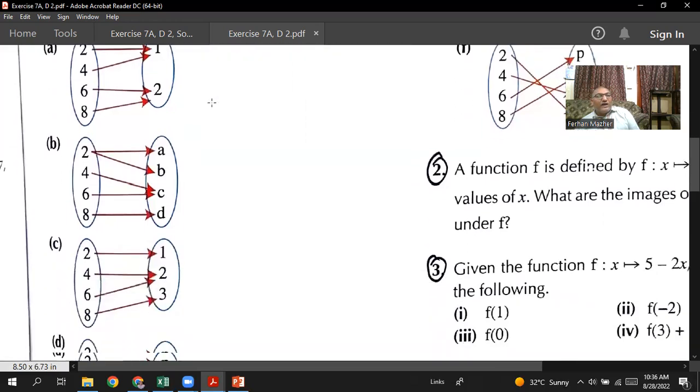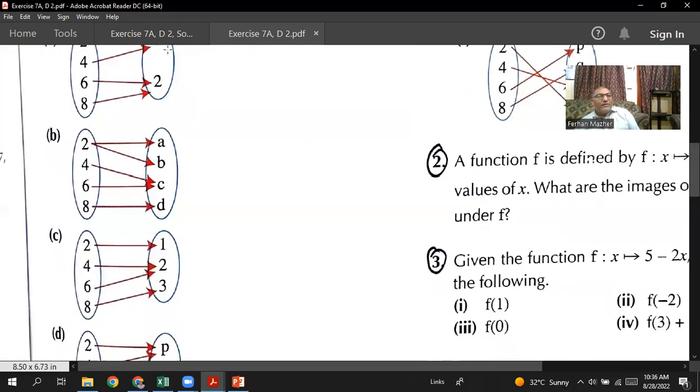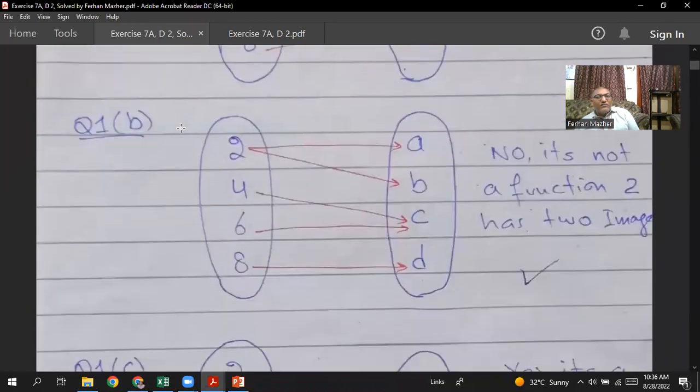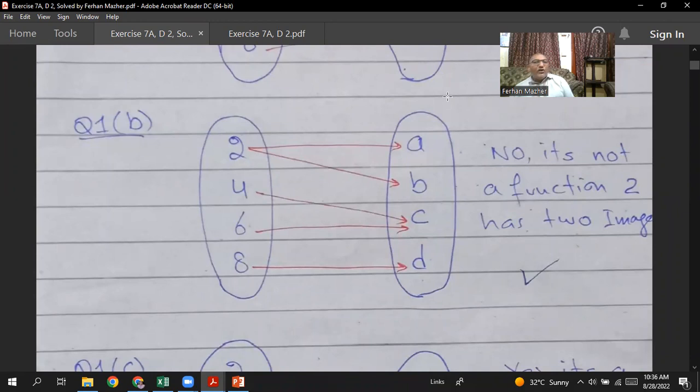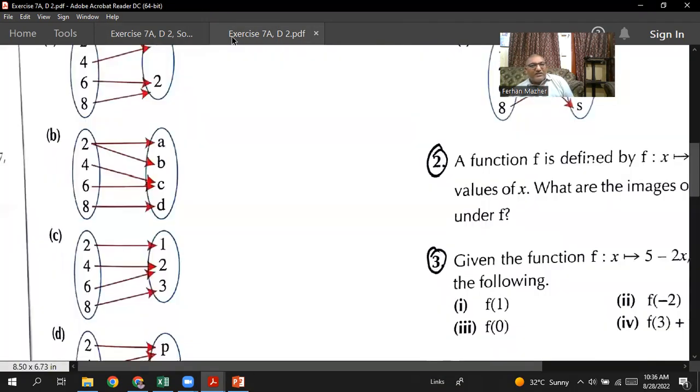If you look at the B part, in the B, the 2, which is the member of domain, has two images. Its image is A and its image is also B. So a single domain member cannot have two images. So no, it's not a function because the 2 has two images.